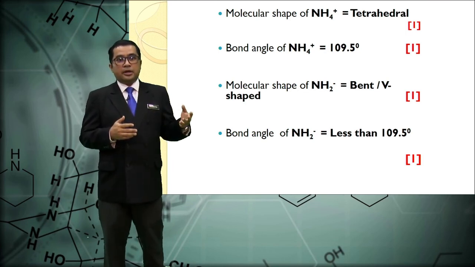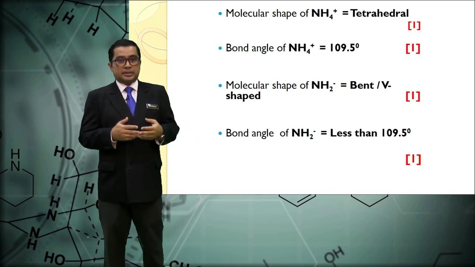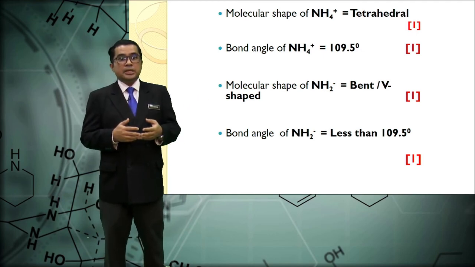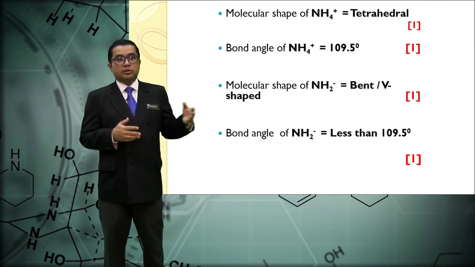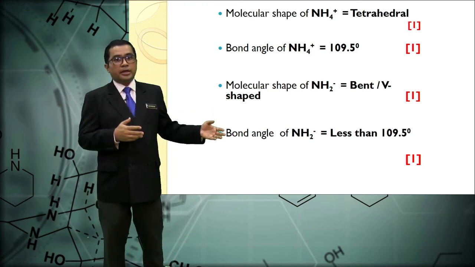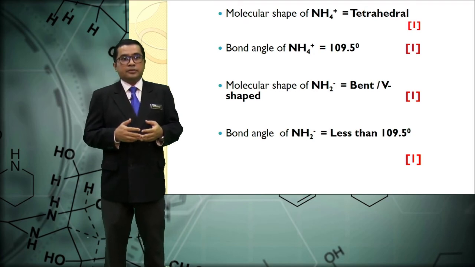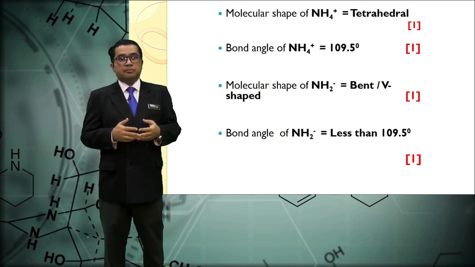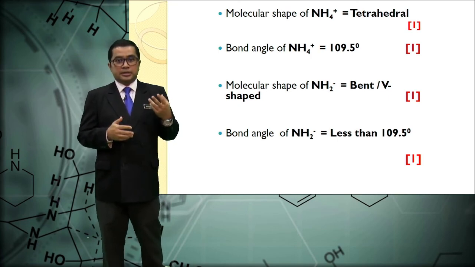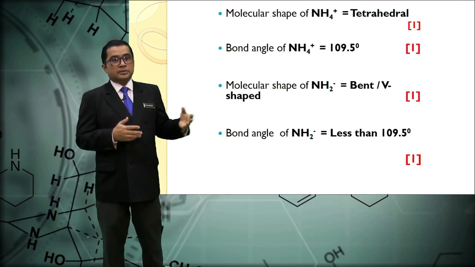For the second part, you have to determine the molecular shape of NH2 minus. The molecular shape of NH2 minus is bent or V shaped. So that will be your third mark. And then you have to determine the bond angle of NH2 minus, which is less than 109.5 because of the presence of the lone pair. So the presence of lone pair will give a different molecular shape and also a different bond angle. Okay, we go to the next one.